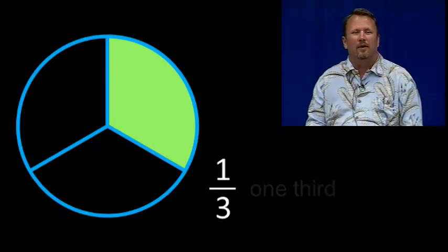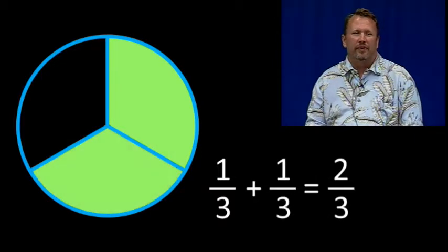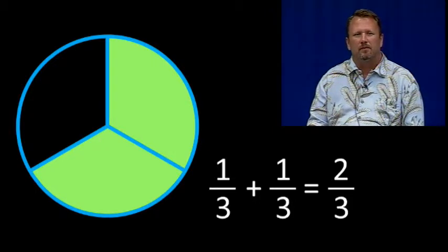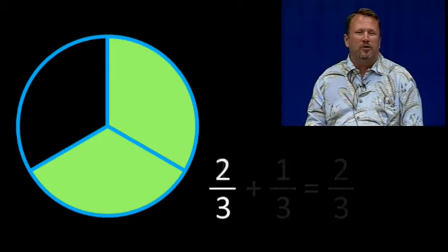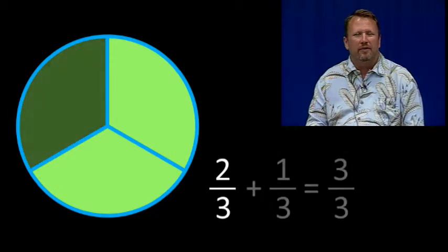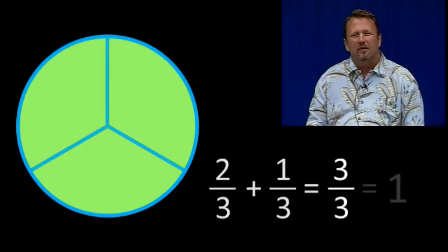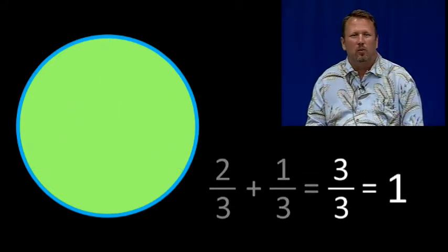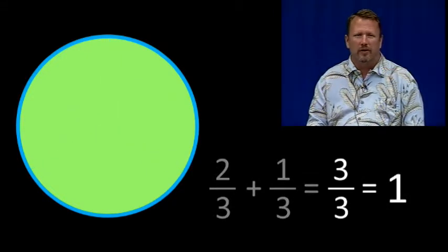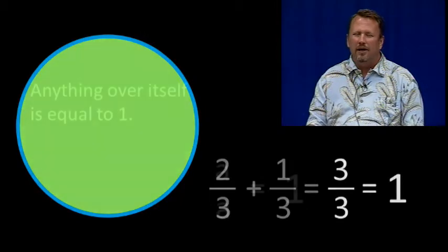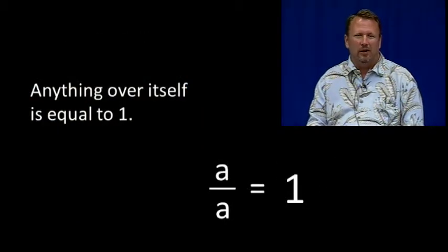Here is 1/3, and let's add 1/3. Now we have 2/3. If we take our 2/3 and add 1/3, then we have 3 over 3, or 3/3. Notice 3 divided by 3 is equal to 1, so 3 over 3 is equal to 1. Anything over itself is equal to 1.